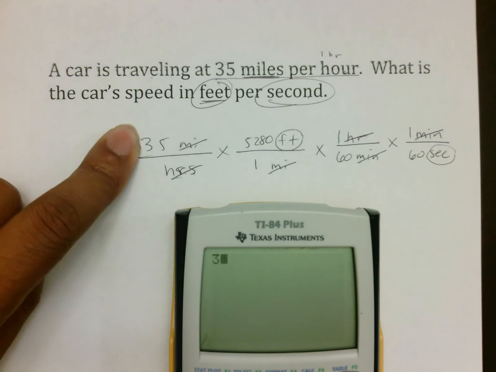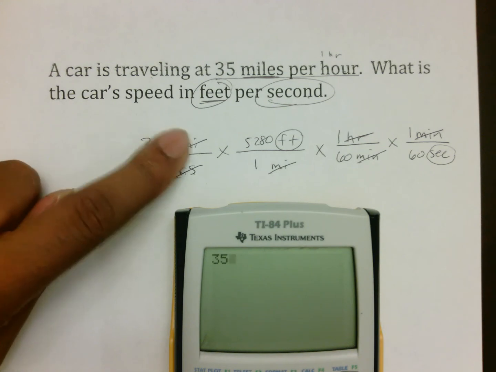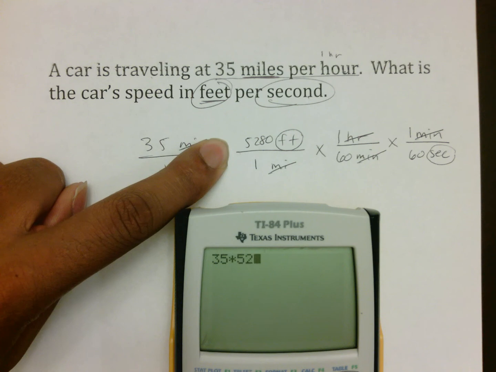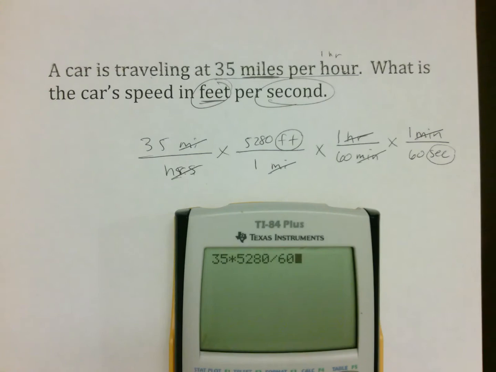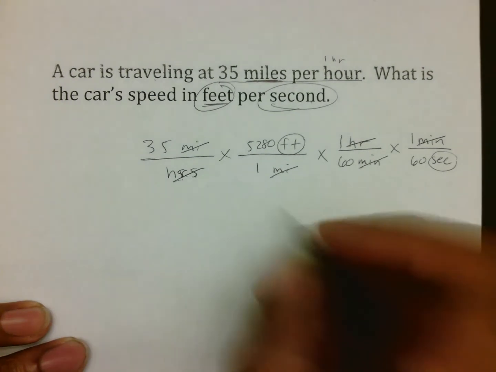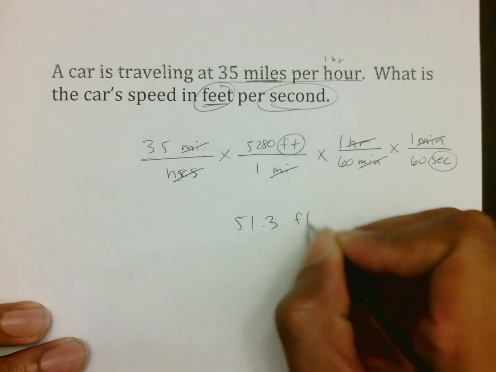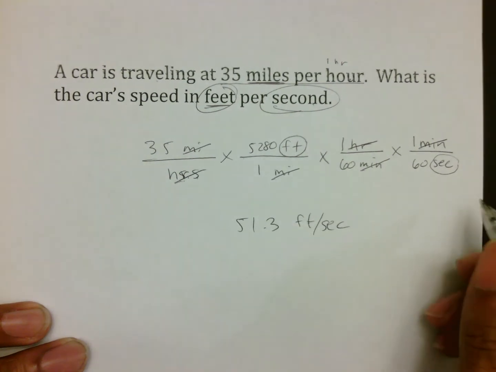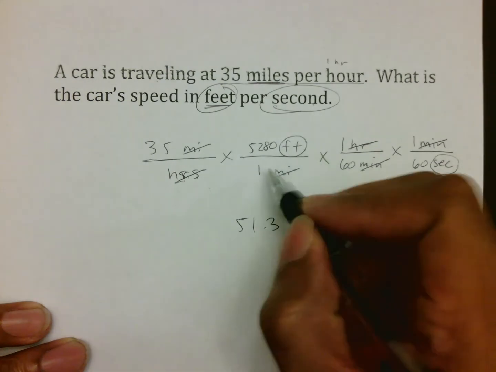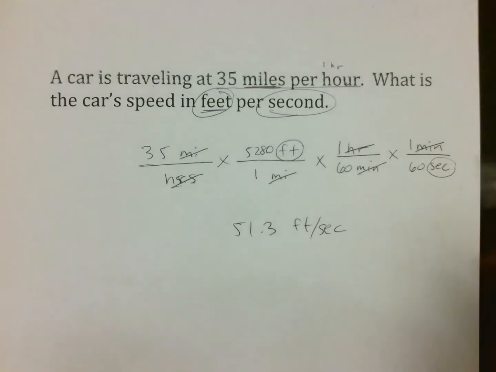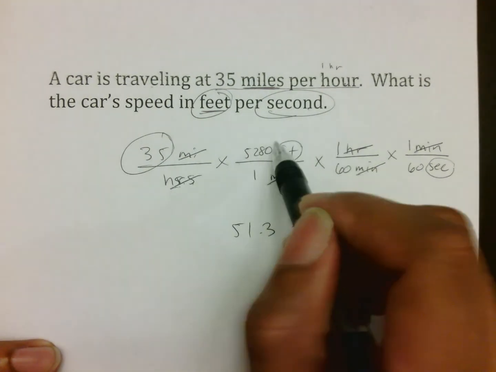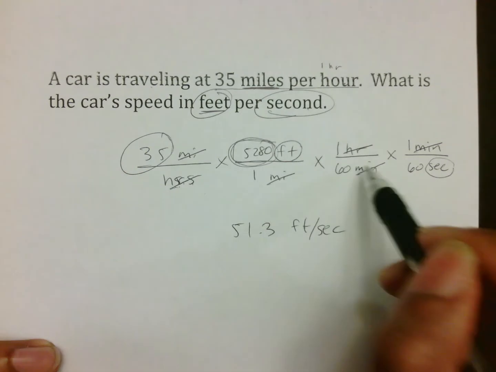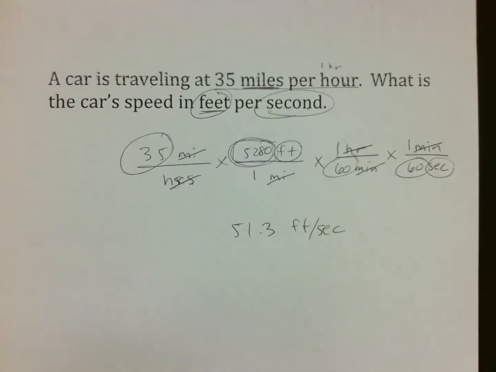This starts with 35. And then 5280 is on the top, so we put times 5280. 60 is on the bottom, so we divide by 60. The other 60 is on the bottom, so we divide by 60. We hit enter, and we get 51.3 feet per second. You'll notice that I did not use the ones because dividing by 1, multiplying by 1 does not affect much. And so again, when you do that, start with the first number and then follow the convention for top numbers multiply and bottom numbers divide, and that will walk you right to the answer that you need.